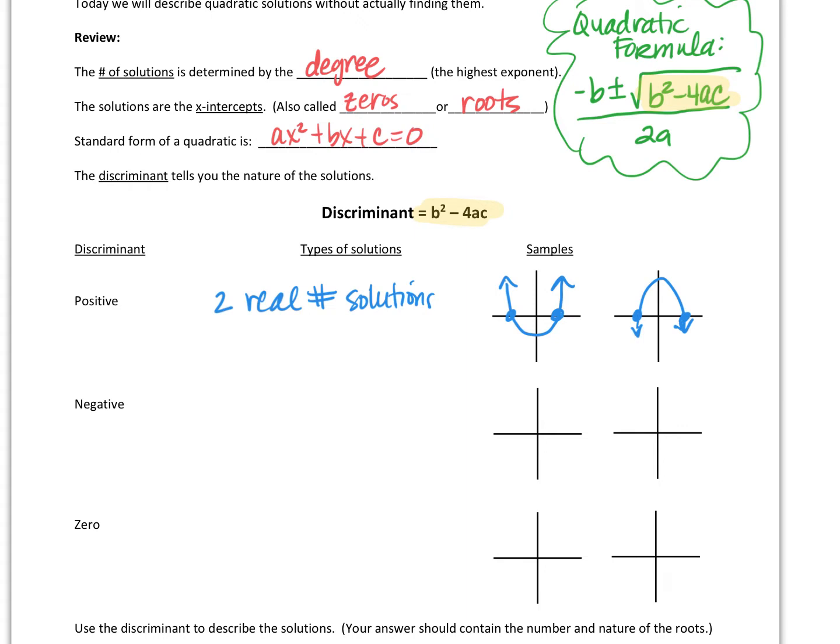If what happens underneath that radical comes out negative, that means I have two imaginary solutions. Okay, remember, imaginary solutions don't ever touch that x-axis. They could be up here, they could be down here. It can cross the y-axis, but it would never cross the x-axis, so don't let that trouble you.